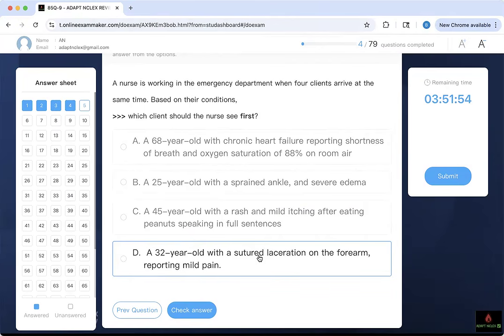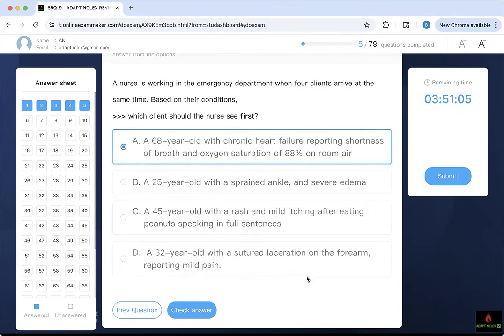A 65-year-old with heart failure, reporting shortness of breath and oxygen saturation of 88. A 25-year-old with a sprained ankle and severe edema. A 45-year-old with a rash and mild itching after eating peanuts, speaking in full sentences. A 32-year-old with a sutured laceration of the forearm, reporting mild pain. As usual, pause the video, pick your answer so that you can answer this question yourself and keep your score, and let me know. But I can tell you the right answer is who?